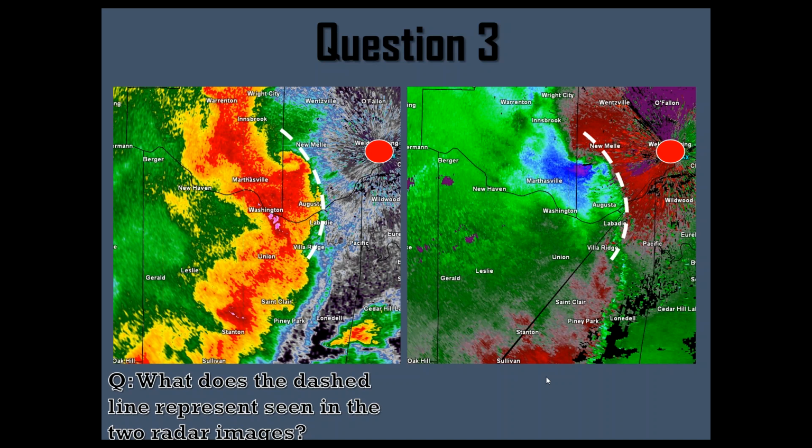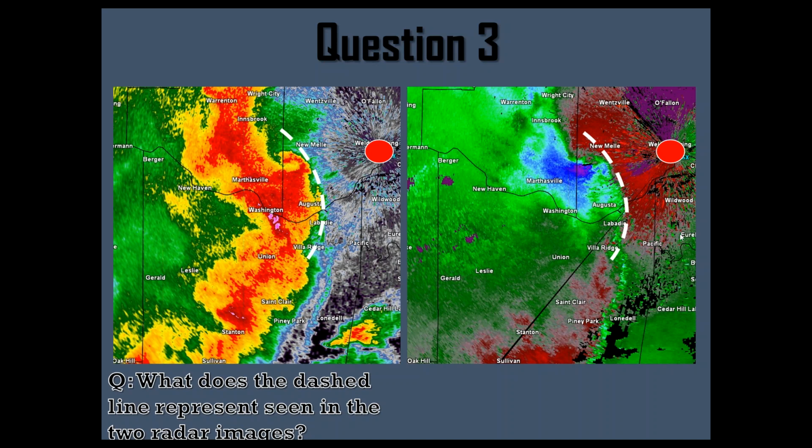We're looking at April 26th of '16. This was a strong bow echo that was moving into St. Louis. The St. Louis radar is here in Weldon Spring. The question asks, what does the dashed line represent in the two radar images here? What would this area be? It'd be a bow echo, wouldn't it?